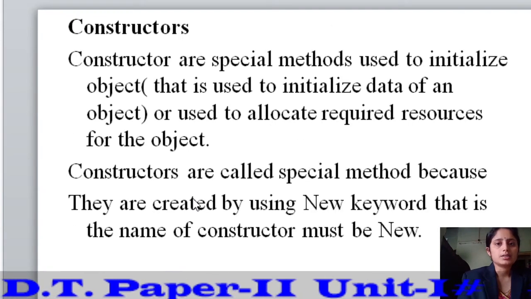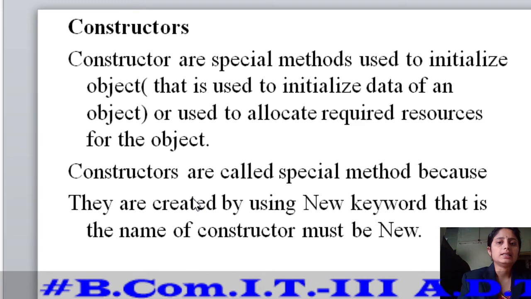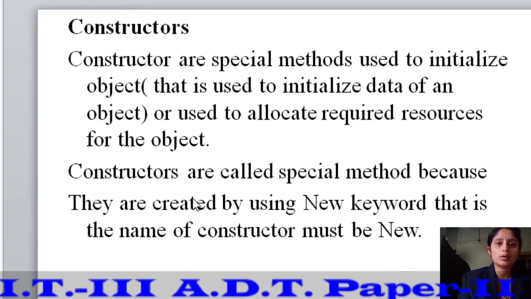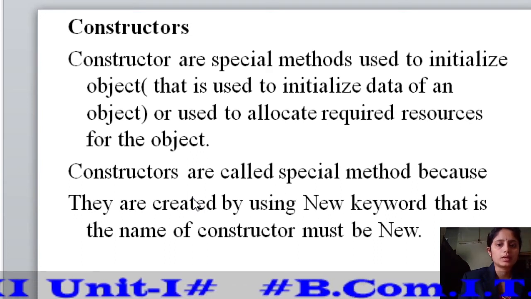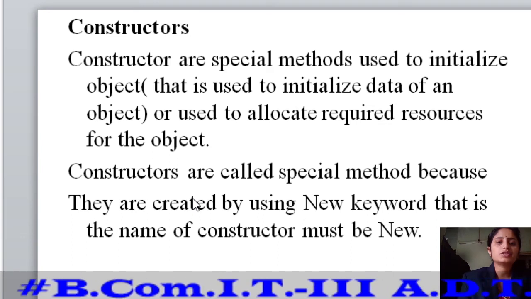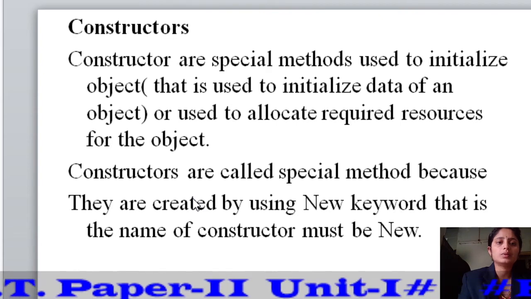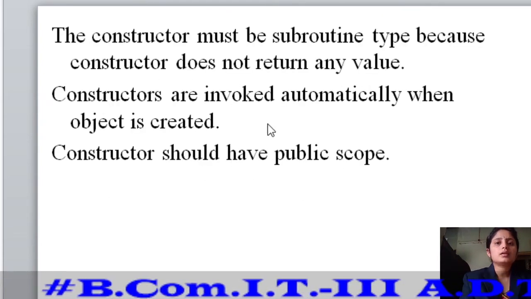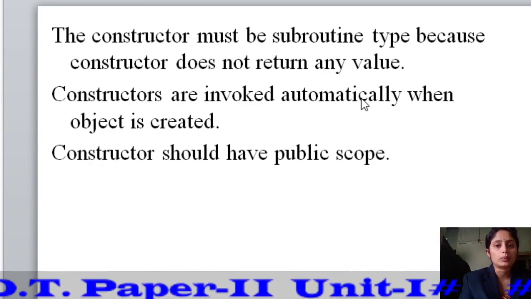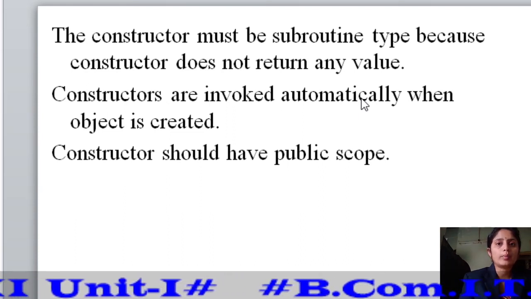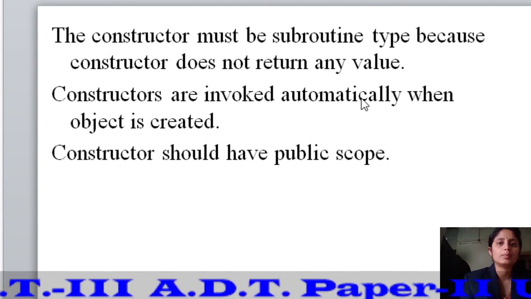Next point is the constructor. Constructors are special methods used to initialize an object, that is, to initialize the data of an object, or to allocate required resources for the object. Constructors are called special methods because they are created by using the New keyword, that is, the name of the constructor must be New. The constructor must be a subroutine type because a constructor does not return any value. Constructors are invoked automatically when an object is created. A constructor should have public scope, or a public access modifier.